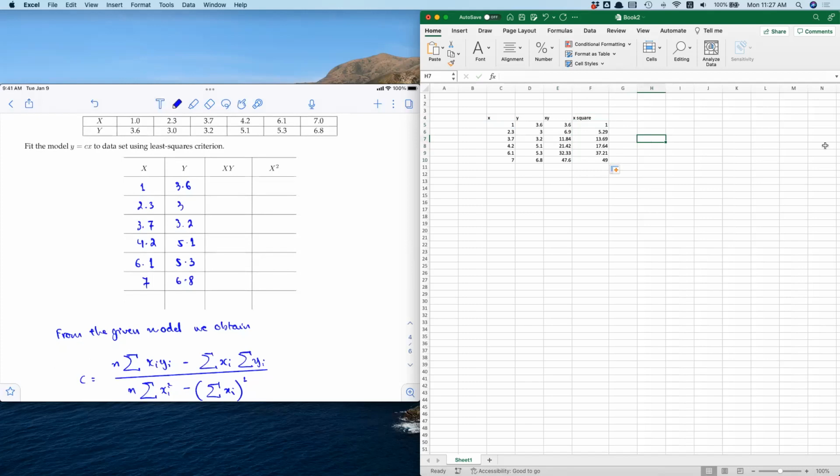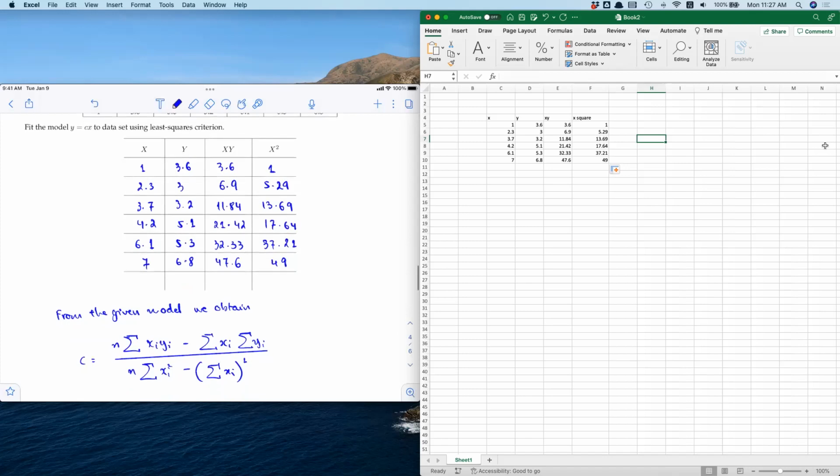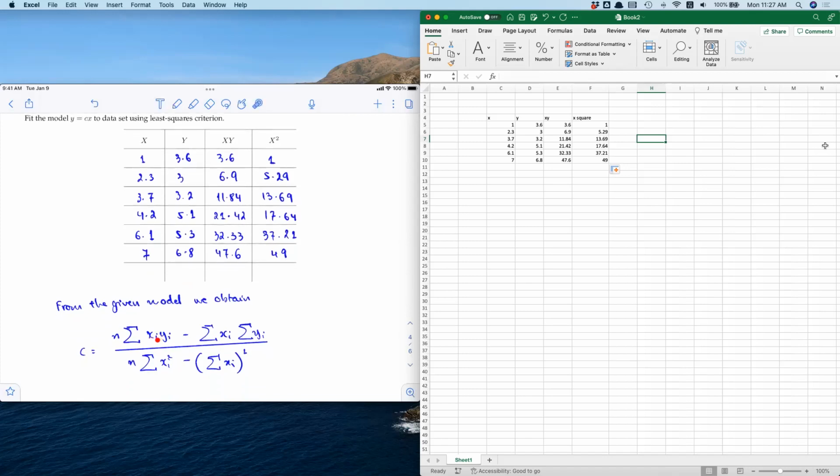So x times y, this is 3.6, 6.9, 11.84, 21.42, 32.33, and 47.6. For x squared, I get 1, 5.29, 13.69, 17.64, 37.21, and 49.